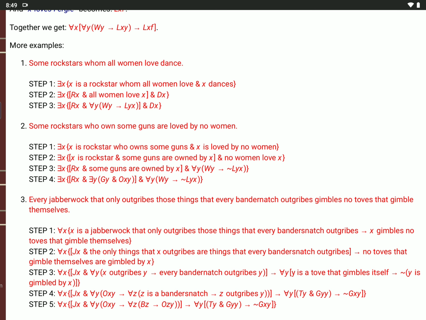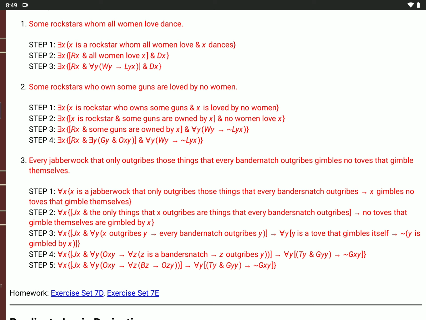That's where you break it. So after the ampersand, you write x dances. And then the whole thing with the restrictive clause comes before the ampersand. X is a rock star whom all women love. Then you can take it in pieces. So x is a rock star, the whom becomes the and, all women love x. So there is an x, Rx for x is a rock star, and all women love x. That's step 2. X dances becomes Dx. All women love x: for all y, if y is a woman, then Lxy. So you put that all together, you get backwards E x, brackets, Rx, and for all y, in parentheses, Wy arrow Lxy, and x dances.